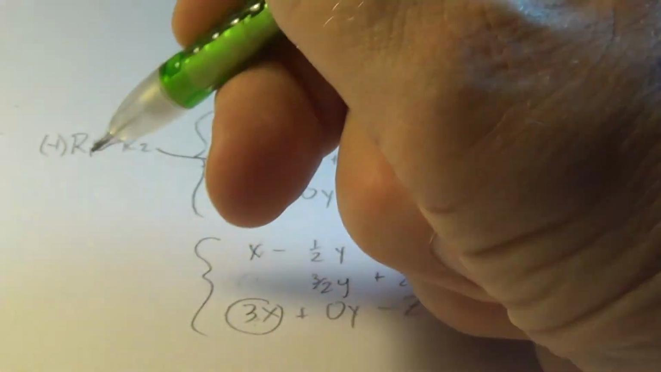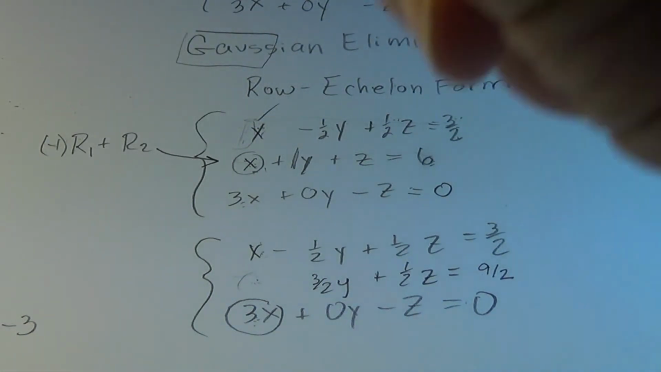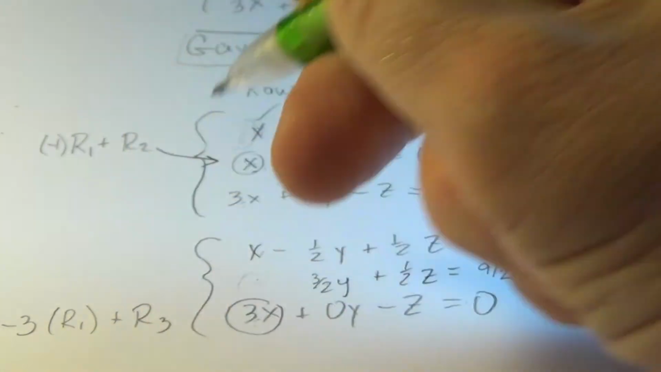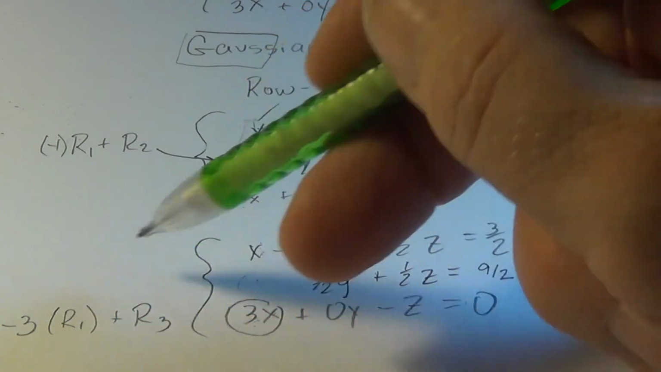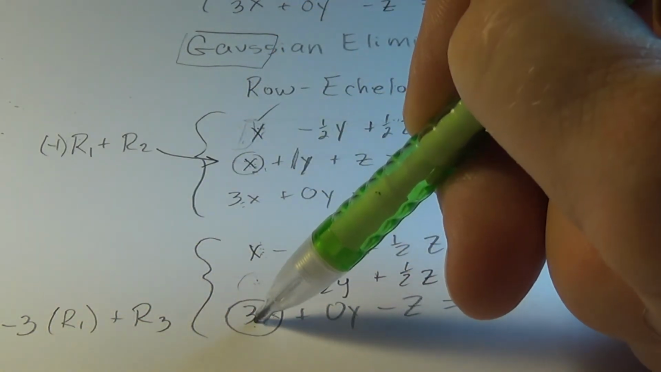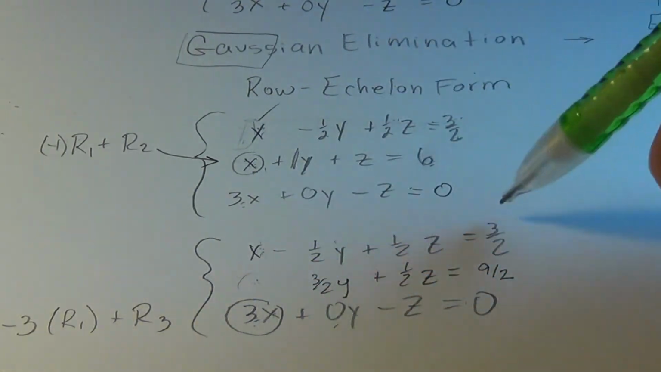Hopefully you get the strategy. It's going to be minus 3 times the first row, minus 3 times row 1, add it to row 3. Will that not change this to a 0? Because we have x here. Minus 3x plus 3x gives you 0. So now we have to do the same for the rest.